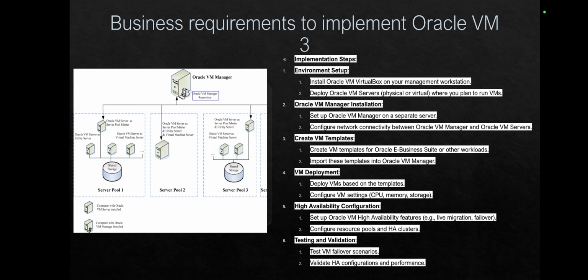3. Create virtual machine templates. Create VM templates for Oracle E-Business Suite or other workloads. Import these templates into Oracle VM Manager. 4. VM deployment. Deploy VMs based on the templates and configure VM settings. 5. High availability configuration. Set up Oracle VM high availability features, including live migration and failover. Configure resource pools and HA clusters.